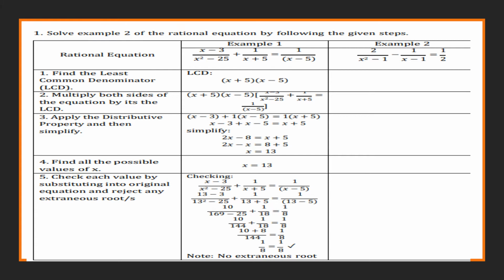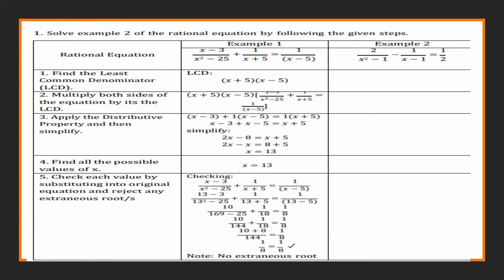Now, let's discuss. The given is x minus 3 all over x squared minus 25 plus 1 over x plus 5 is equal to 1 over x minus 5. As you can see, these are rational expressions. Now, we will get the least common denominator. So, we have three denominators here. x squared minus 25, x plus 5, at saka x minus 5.